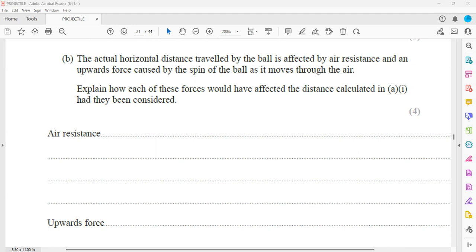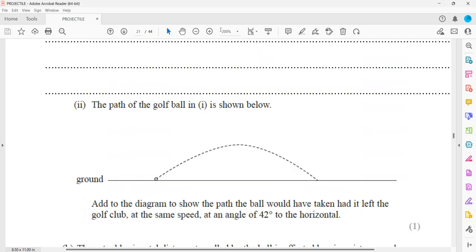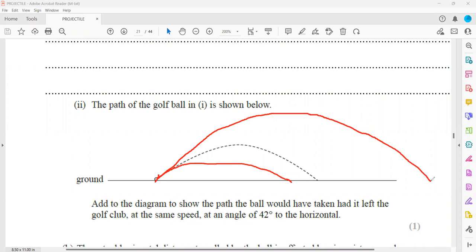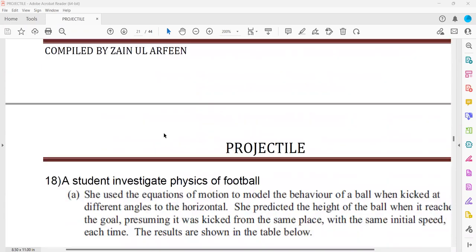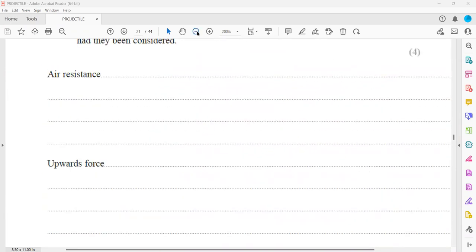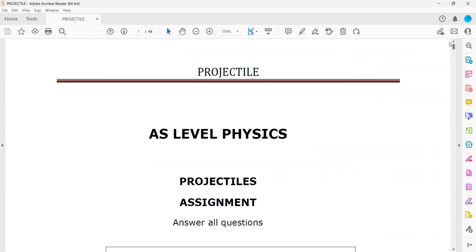Like the two things they mentioned, air resistance will try to oppose the motion. As a result, it will cover a shorter distance. If there is a greater upward force, it will rise to a greater height and take a longer time to reach the ground, so the range will also increase. So this was question 17 and the assignment, projectile.